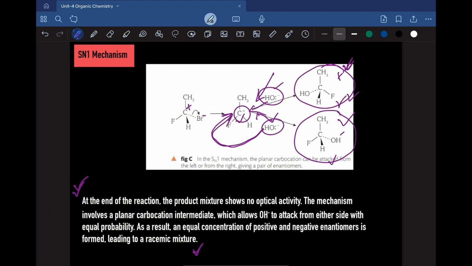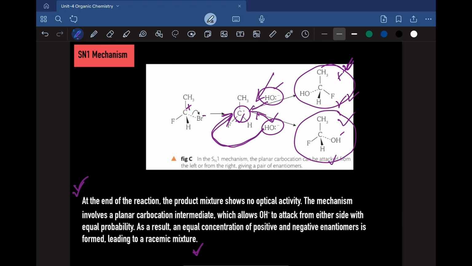So we know if the positive and negative enantiomers are of equal concentration, it produces a racemic mixture, that we have seen previously in our chiral molecule video as well, and optical isomer video as well, right? If you haven't watched that video yet, please go and watch that video. I will put the playlist of the whole unit for organic chemistry in the description of this video.